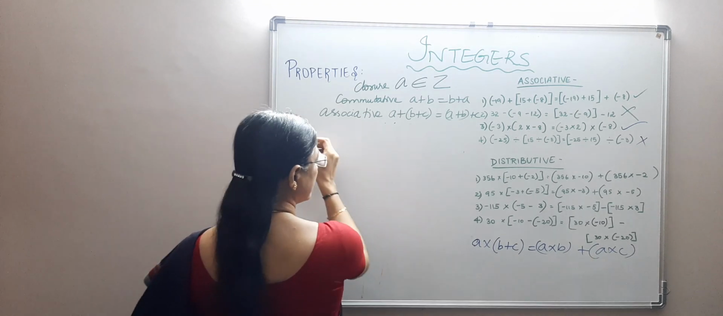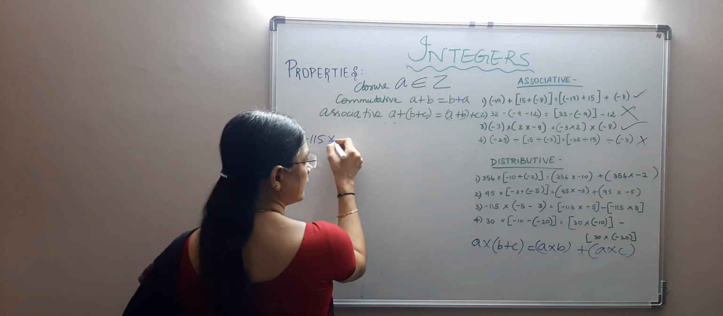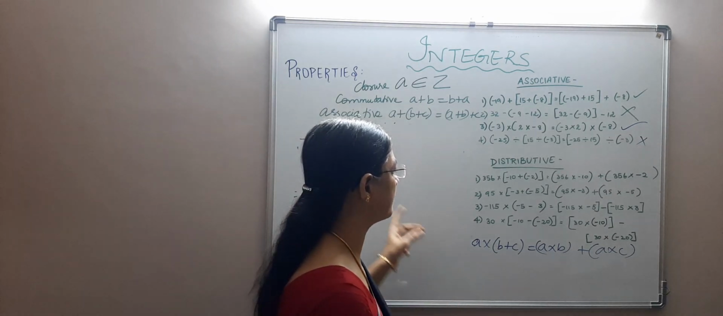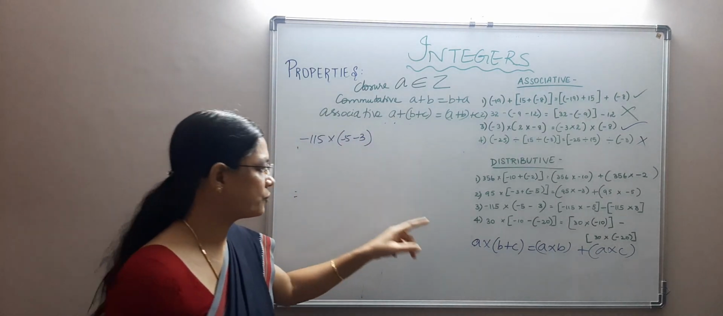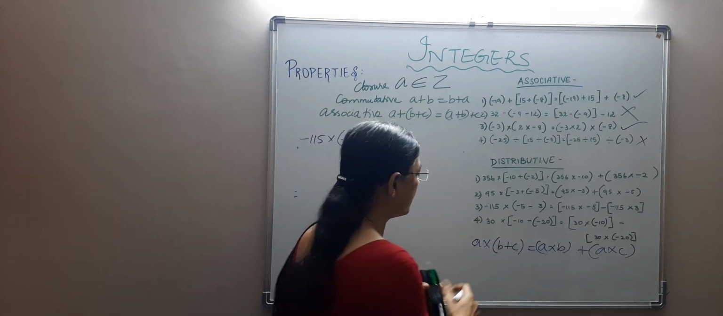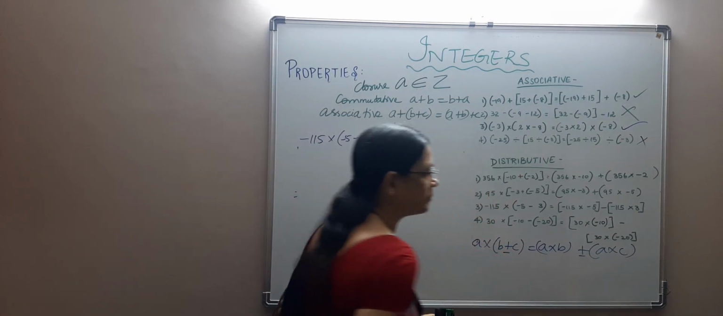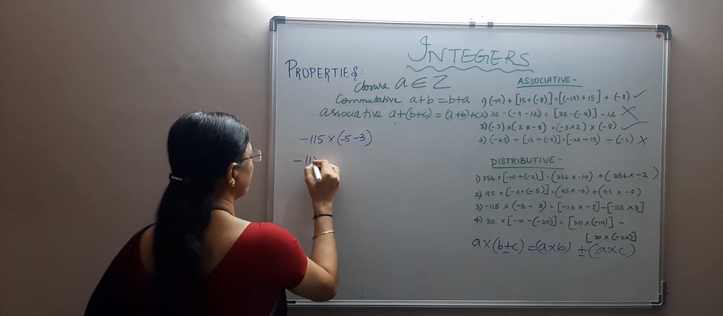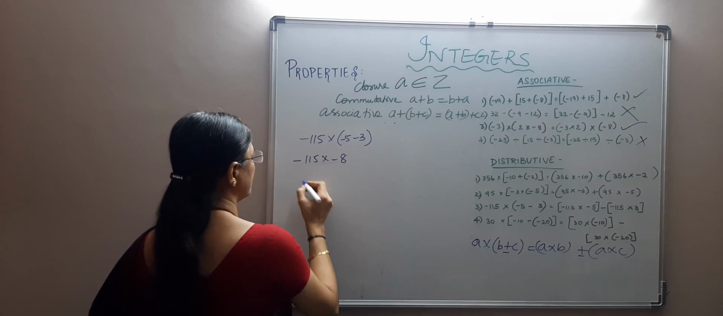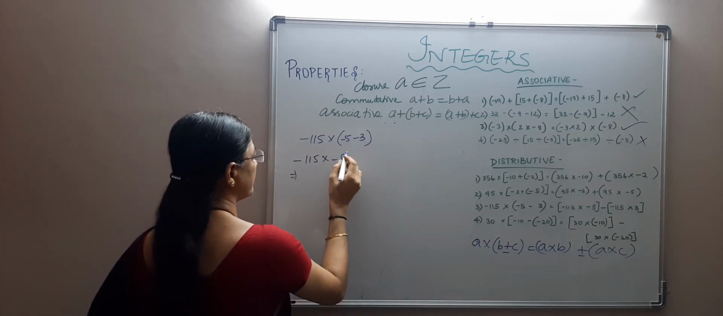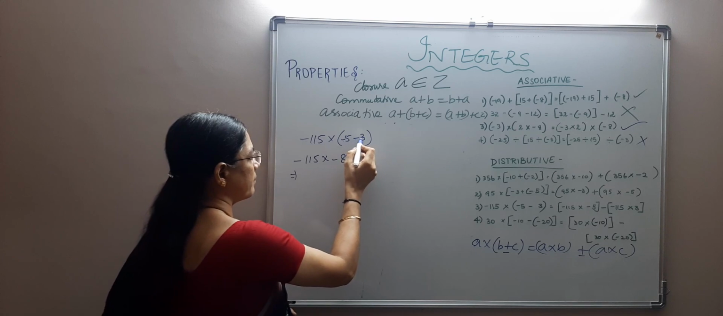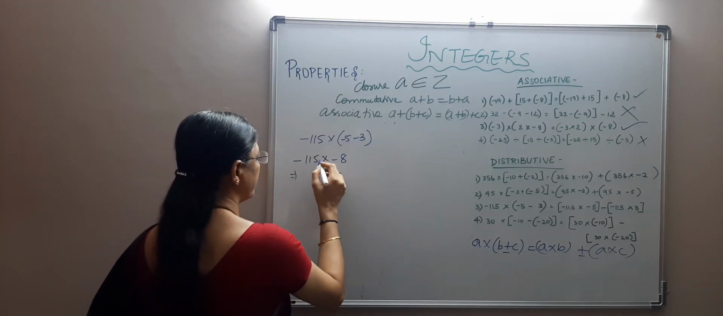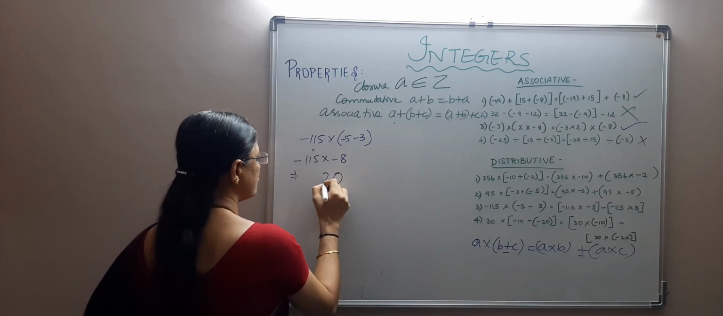Now what is the third sum? Minus 15 into minus 5 minus 3. See, this is an example for multiplication over subtraction. Here you have subtraction, so we have multiplication over subtraction. We will see whether this follows. Minus 15 into minus 8. So what happens? This is a positive number. This is minus 5 plus minus 3, so minus 8. Minus into minus is positive, plus 4, 12.